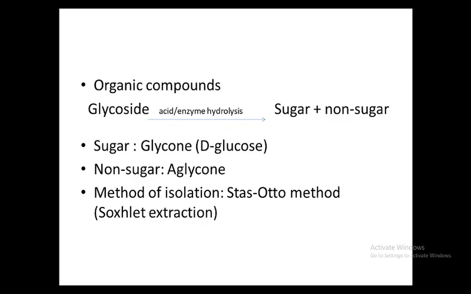These glycosides on acid or enzymatic hydrolysis give two separate components, that is sugar and non-sugar. Because of the presence of sugar, which is also known as glycone, the compounds are termed glycosides. The method of isolation of these glycosides is Soxhlet extraction. Using Soxhlet extraction, one can isolate the glycosides from unorganized crude drug.